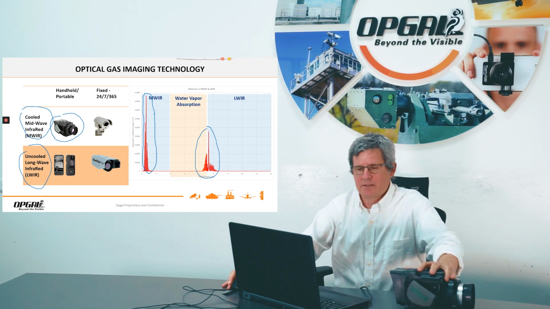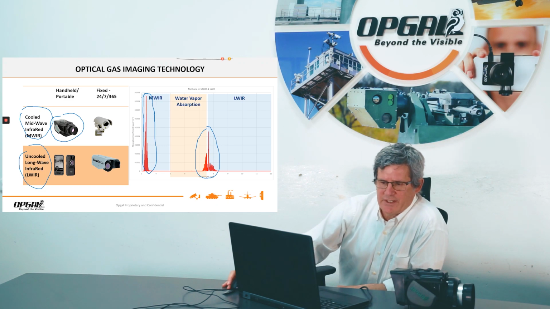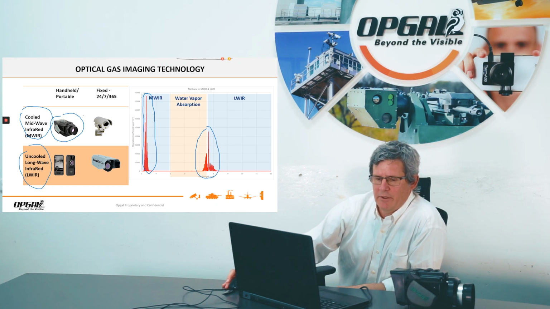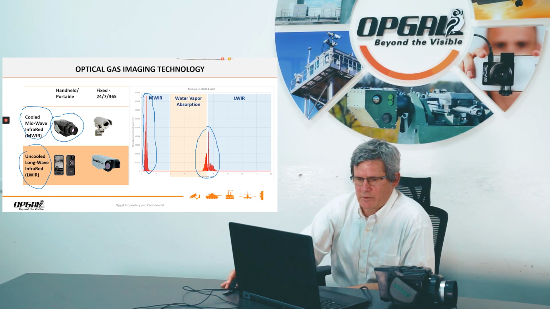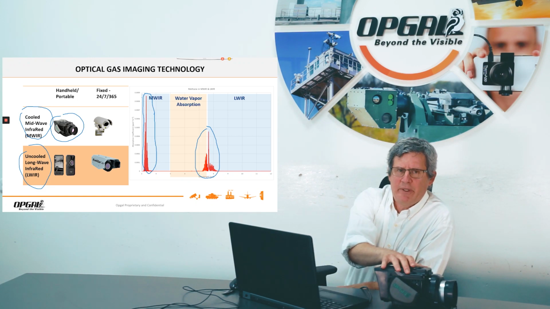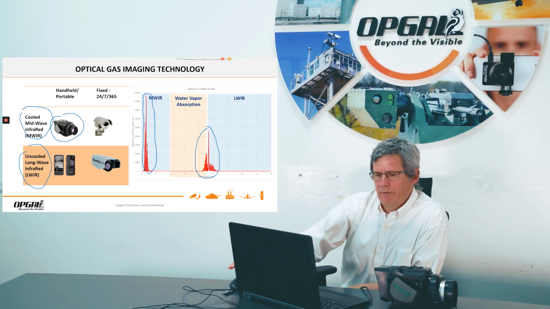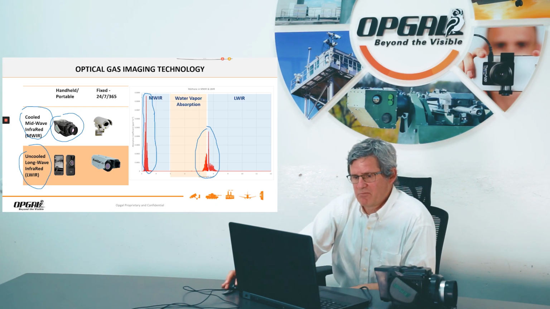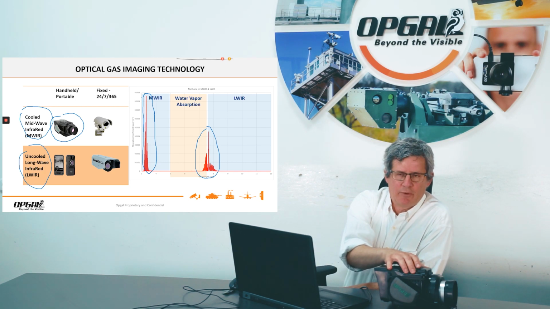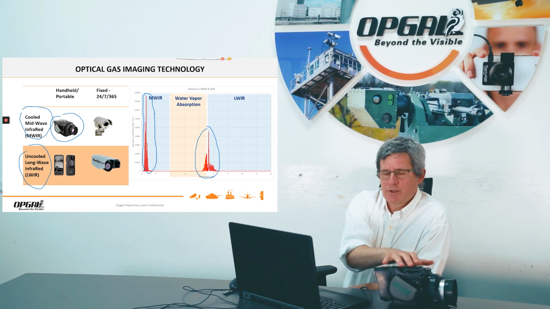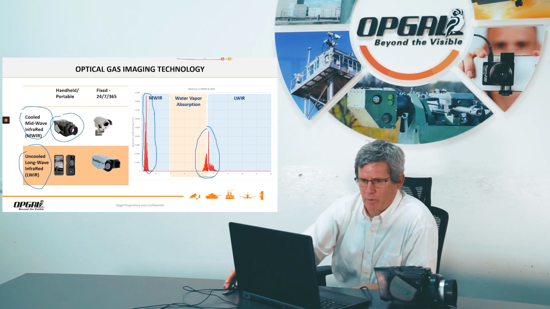So this cooled mid-wave IR camera that I have here on the desk is a very sensitive camera. We call it the IC Gas 2.0. This is our second generation, and they've been around for quite a while, since 2006, and they are already in American and all over the world regulations for leak detection and repair programs.